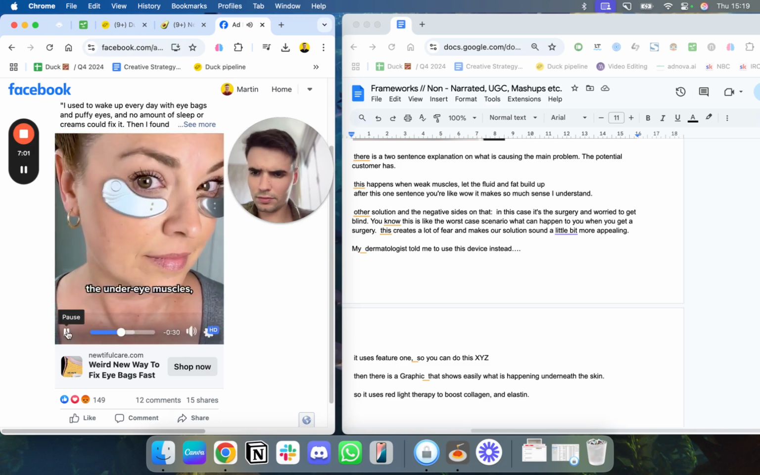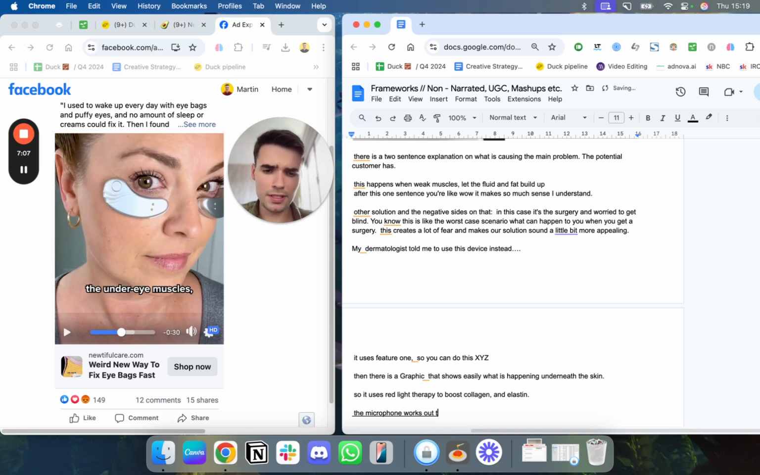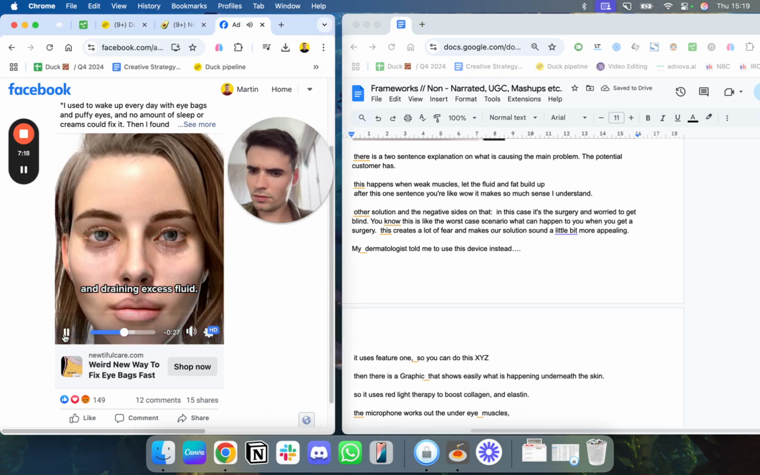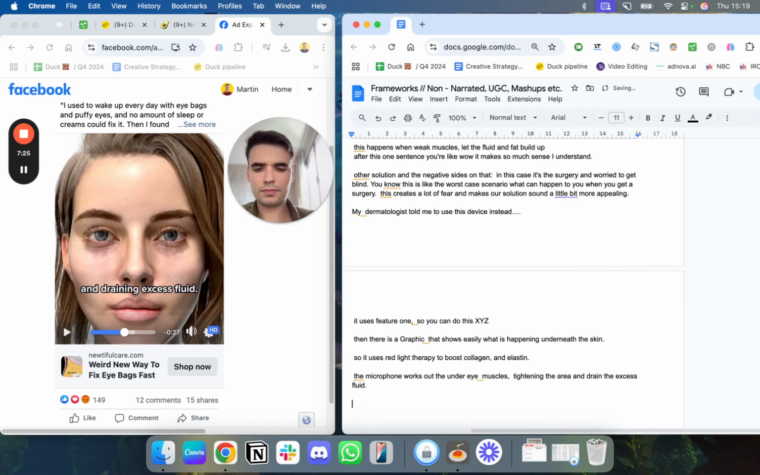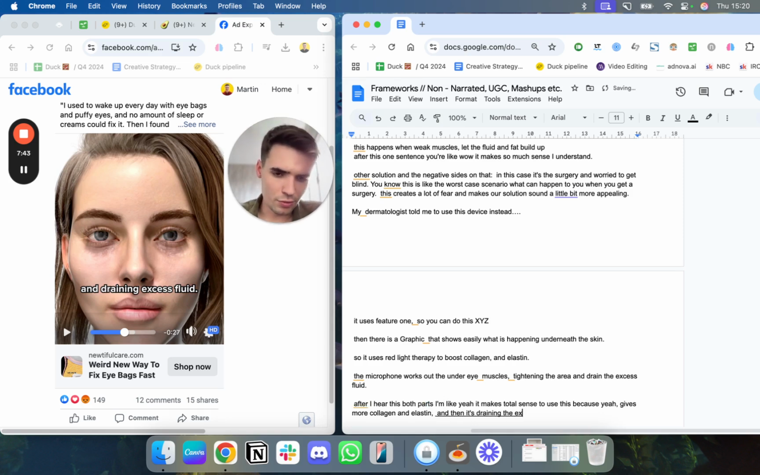Plus, the microcurrent works out the under eye muscles, tightening the area and draining excess fluid. After I hear both parts, I'm like, yeah, it makes total sense to use this, because it gives more collagen and elastin, and then it's draining the excess fluid through the microcurrent.